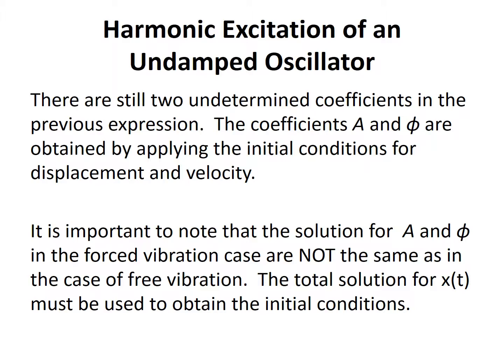Now, there's an important note. If you look back in the free vibration case, we got solutions for A and phi for the case when f of t was equal to 0. It's important to note that those solutions that we obtained for the free vibration case are not the same as the solutions you'd obtain in the forced vibration case. So if you were looking for the total solution given the forcing function and given the initial displacement and the initial velocity, then you would use the total solution on the previous chart to calculate A and phi, and those would be different in general from the case of the free vibration.